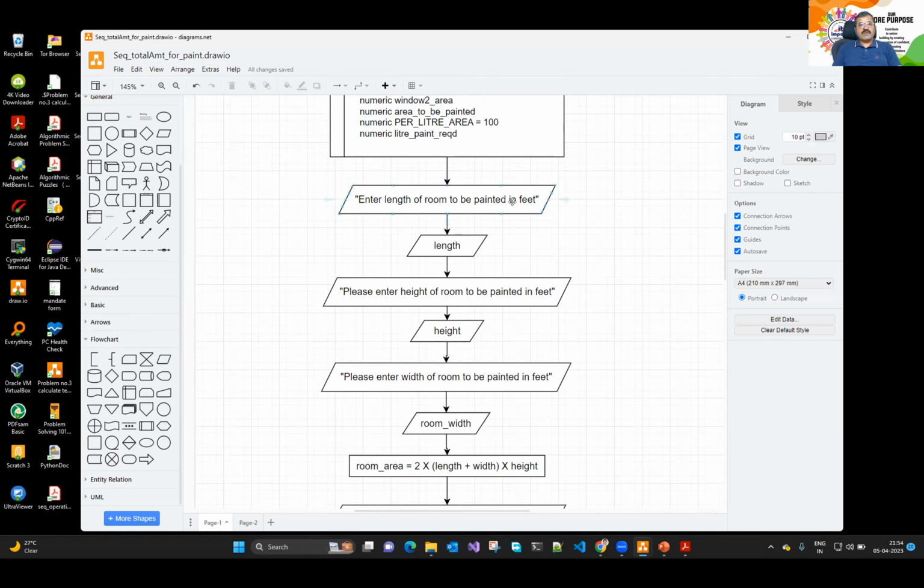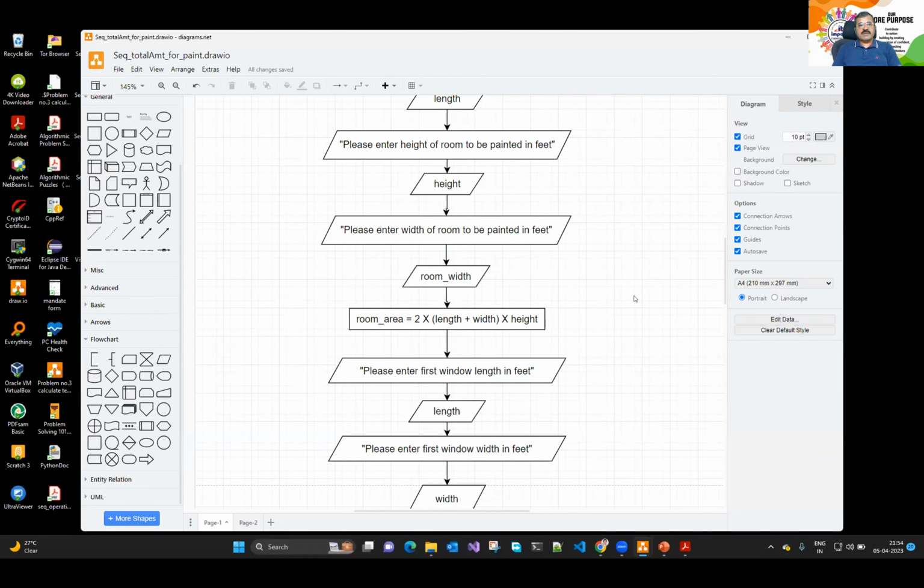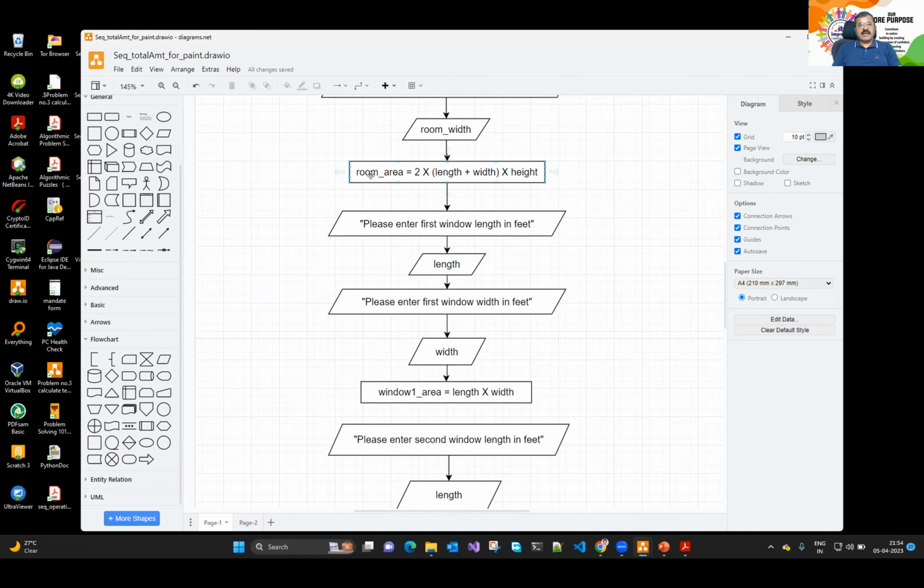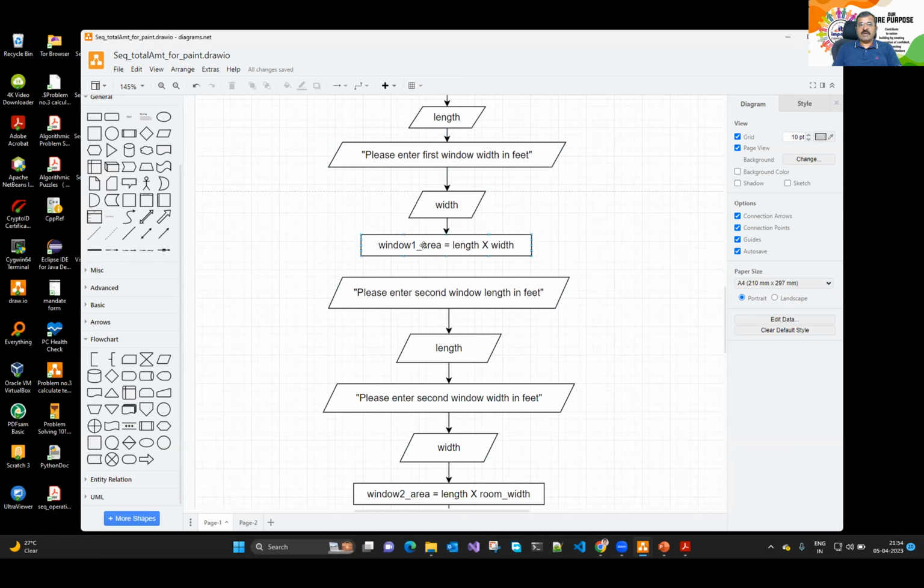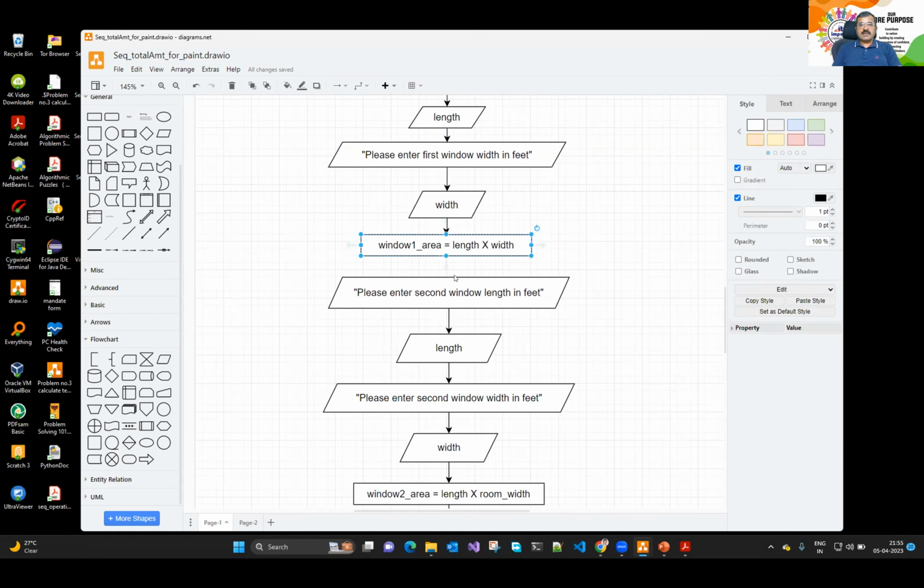So what are we doing? We are first asking to enter the length, accepted the length, height, accepted the height, width, accepted the width. Then we calculated the area of the room. Then window ke liye length accept karna hai. Window ka length we accept in the same variable length. For first window ka width we accept in the same variable width. We calculate window 1 ka area on the same lines.